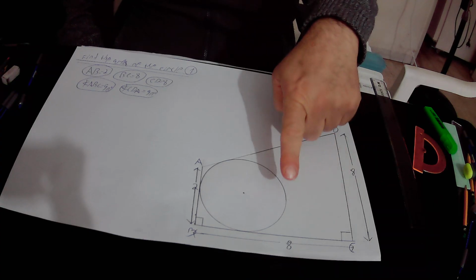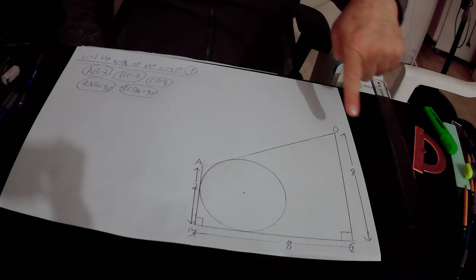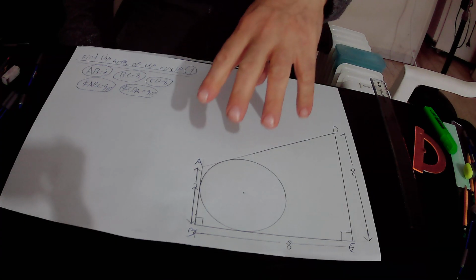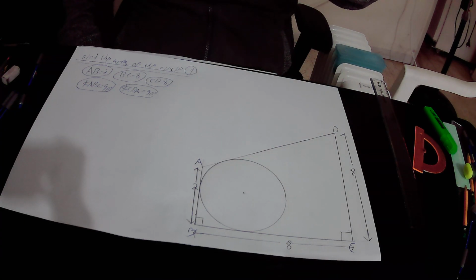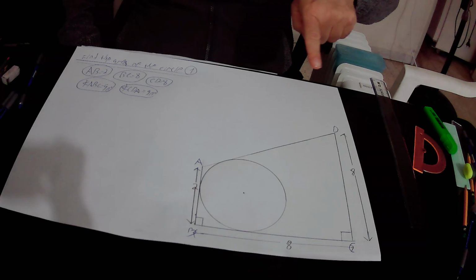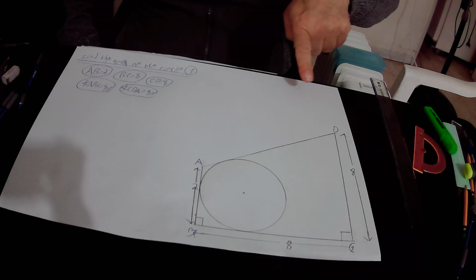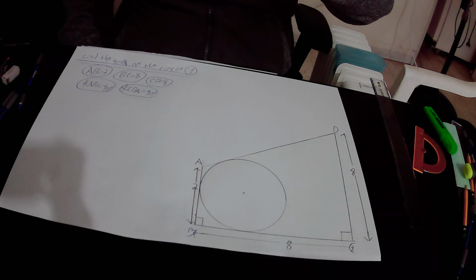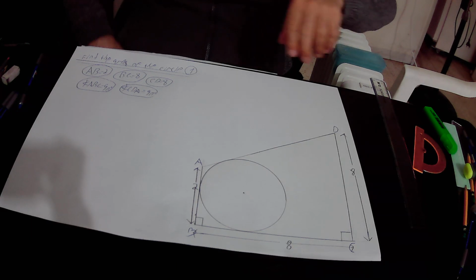Side BC equals 8 units. Side DC also equals 8 units. Again, our mission is to find the area of this circle. So, first of all, we'll do a construction. That is to say, we'll extend side DA and side CD of this quadrilateral until they touch each other.